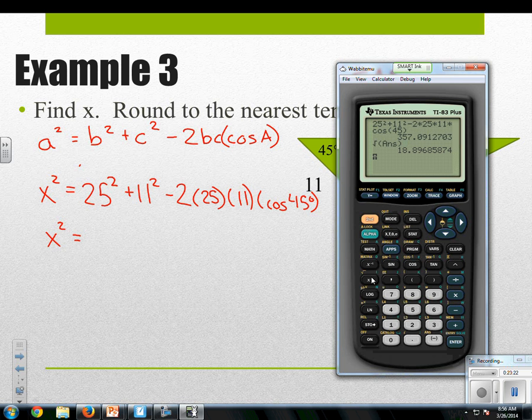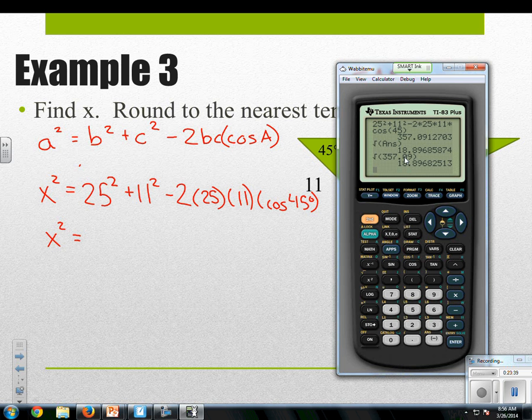If you don't have that on your calculator, just type in square root of 357.09. I have a graphing calculator. Mine doesn't do that. Yeah, it does. We have the same one.